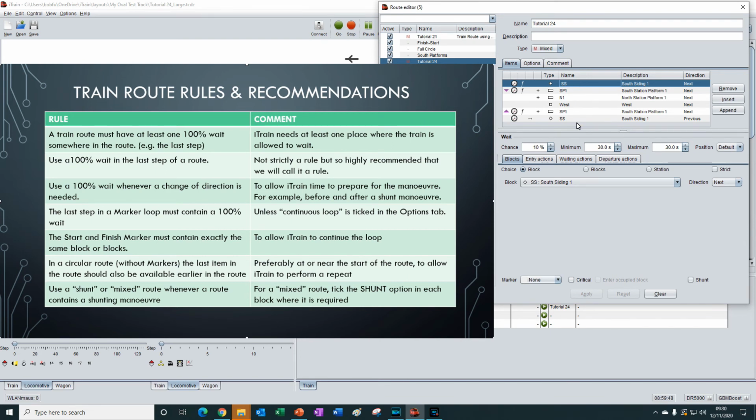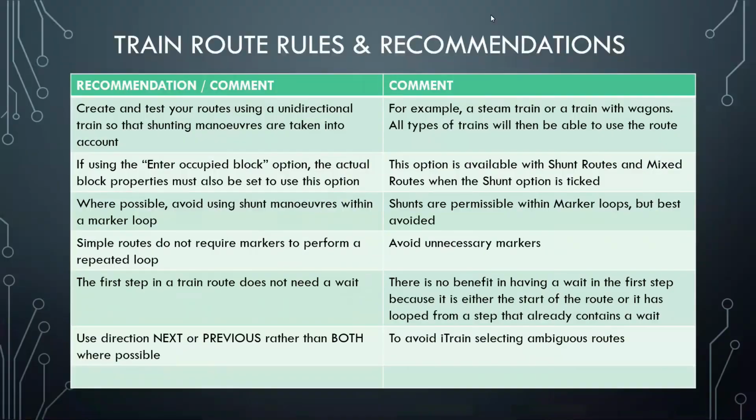Use a shunt or mixed route whenever a route contains a shunting maneuver. Well, in our example here, the last step was to shunt the train back into south siding, and so we have set it as a mixed route up here. And we had clicked the shunt option down here. And this is a table of recommendations and comments which you can use for reference.